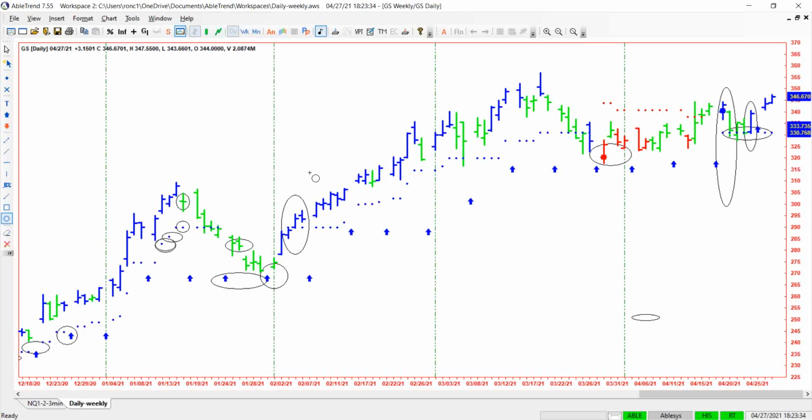Is it a better chart than the candlesticks? It's much better, Monday. Absolutely much better. There's no comparison. It's that much better.